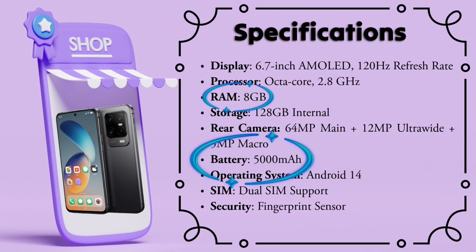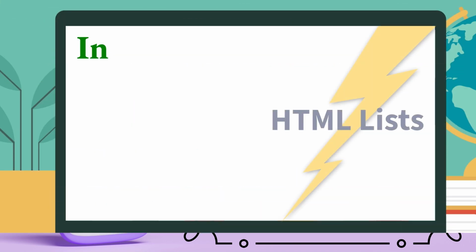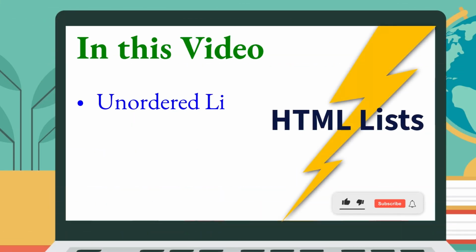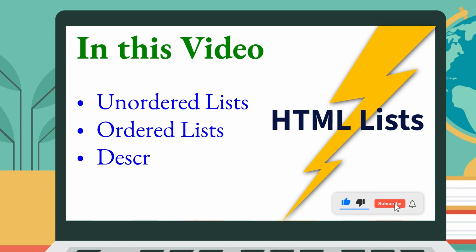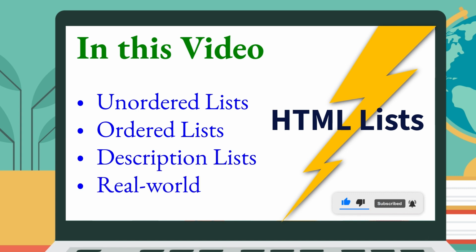It's clean, organized and user-friendly. That is the power of lists. They are unsung heroes of web organization. In this video, we are going to unlock their power. We will explore all three amazing list types with real-world examples. And you will learn how to choose the perfect list for your job.